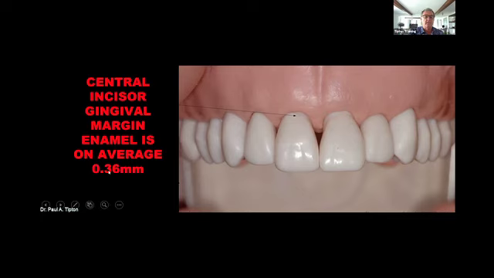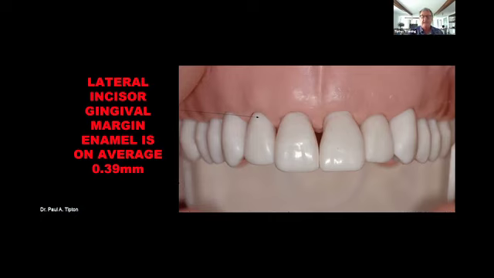You see that there's 0.36 of a millimeter. Now, if I'm going to put a veneer in place, I need to make sure I stay in enamel, and therefore the maximum preparation I'm going to be using is 0.3. In some instances, if I see there's erosion going on in the mouth, then I'll bring that down to an even thinner, smaller margin, maybe 0.1 or 0.2. So remember, these are averages.